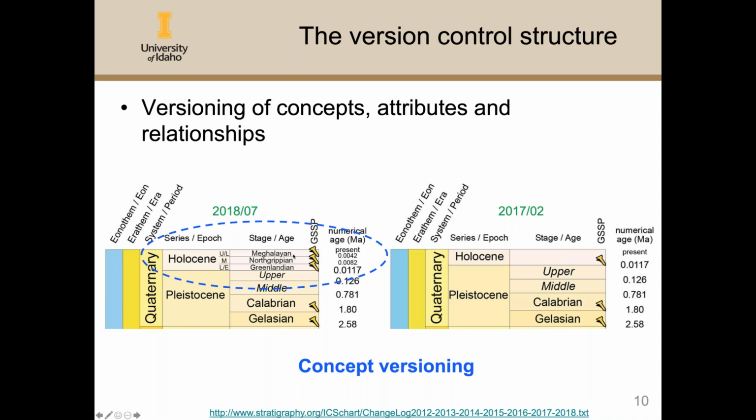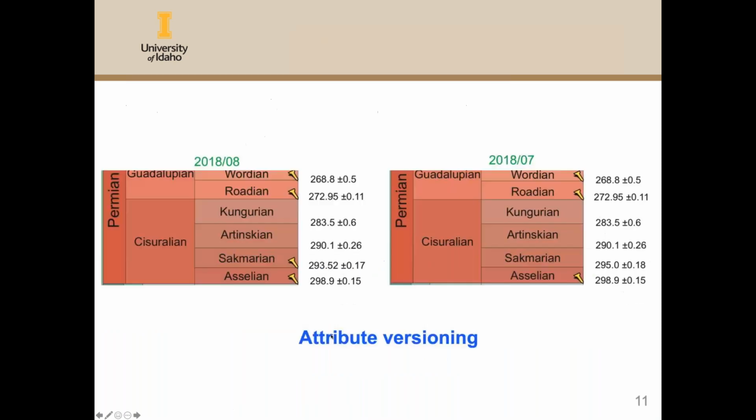So we can see this as new concepts added into the chart, and I will just call it concept versioning. And we can also see attribute versioning. If you look at the chart on the right, this is an earlier version, a 2018 July version. The one on the left is a newer version, but it's just 1 month later, the 2018 August version.